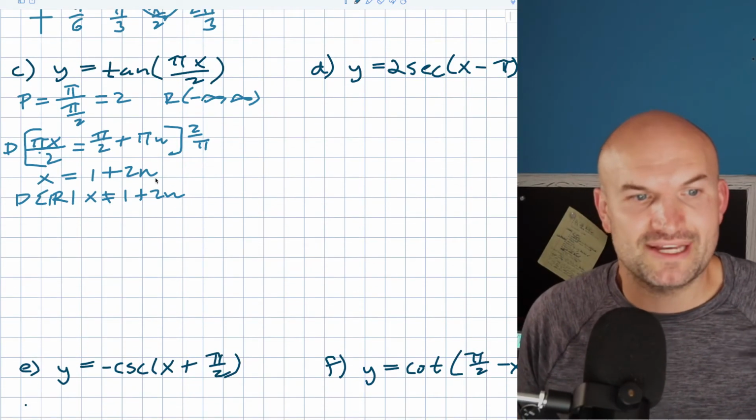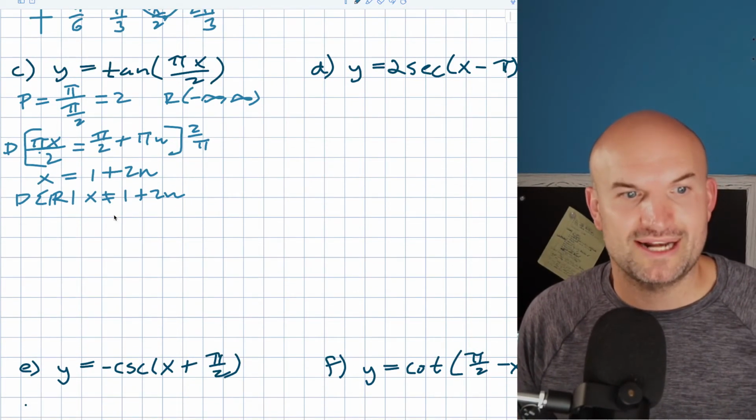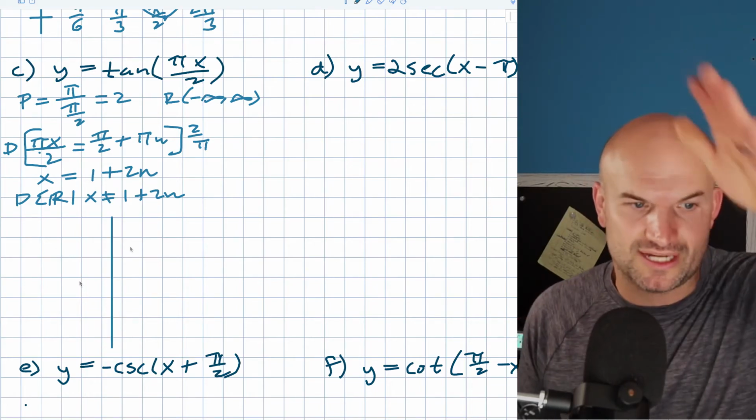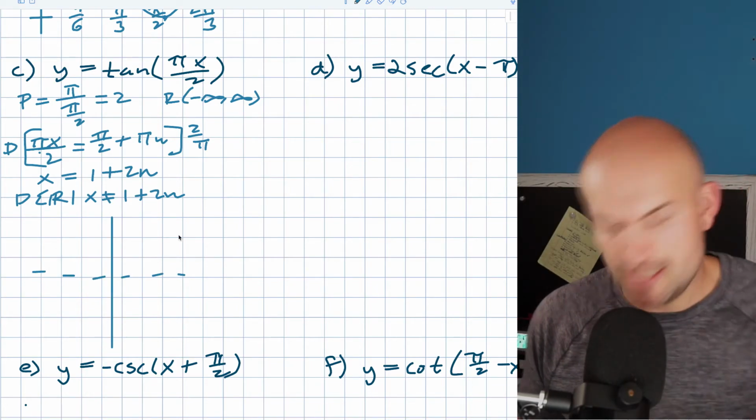So if I need to graph a tangent here, what I need to understand is what the graph looks like. Tangent is that little kind of S curve. So what am I doing here?